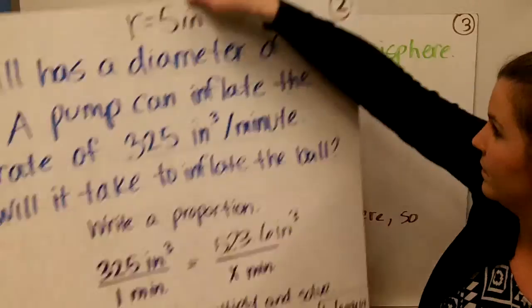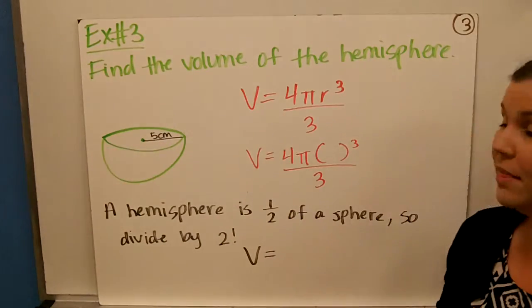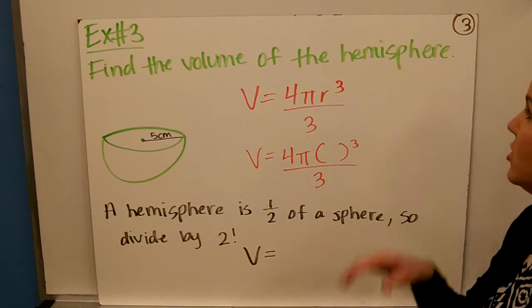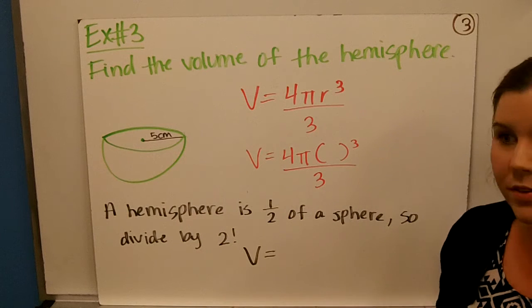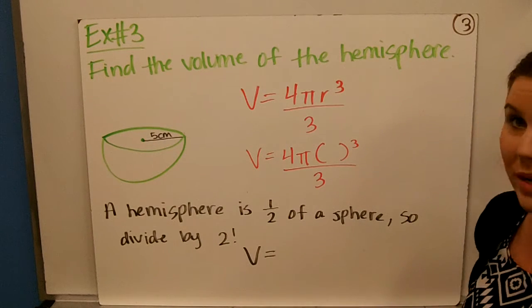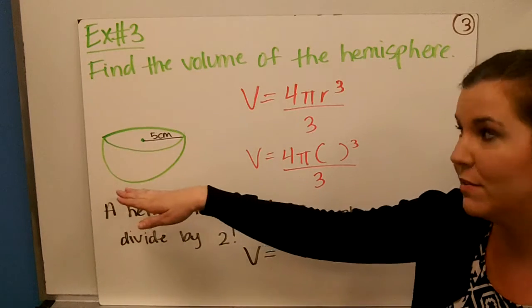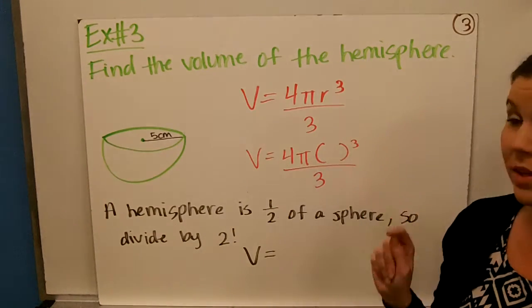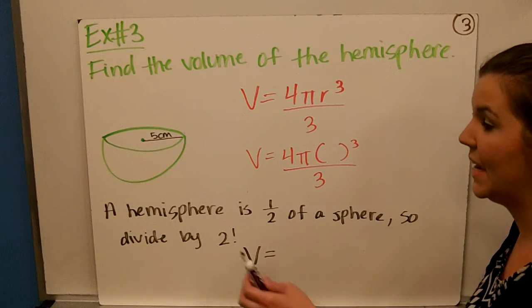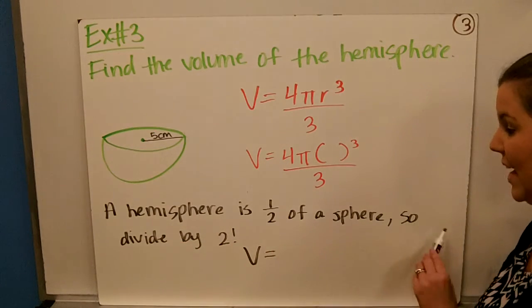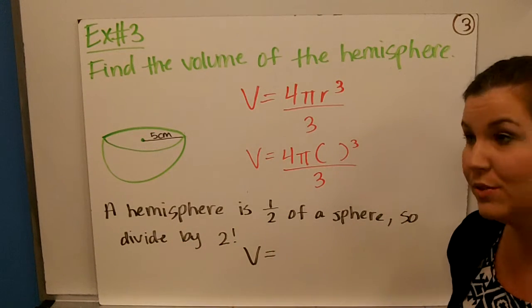Example 3. Find the volume of the hemisphere. And you should be familiar with this term. Hemispheres, like how our world is divided up in the western hemisphere and the eastern hemisphere. A hemisphere is simply half of a sphere. We have the volume formula for a whole sphere. And to find a hemisphere, it's just half of the sphere. So we'll divide by 2 at the end.